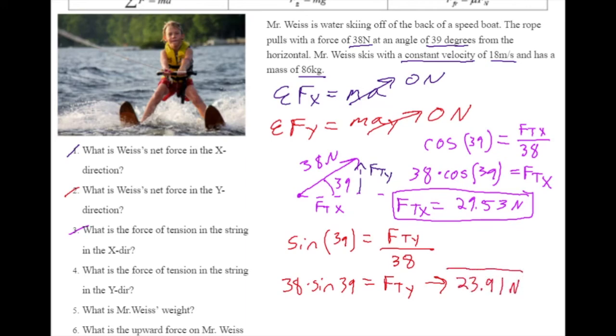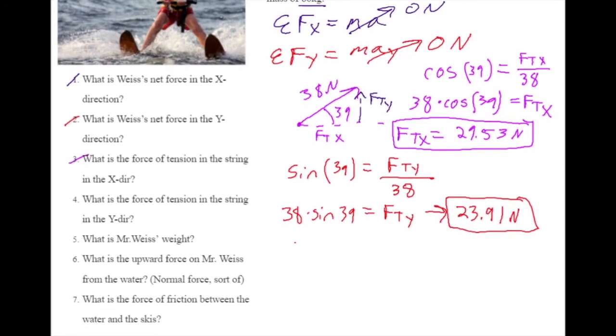23.91 newtons. Again, we also just could have used our a squared plus b squared equals c squared, and said that force tension x was a, force tension y was b, and our 38 newtons was c. Plug those in accordingly, and we also would have got our answer.